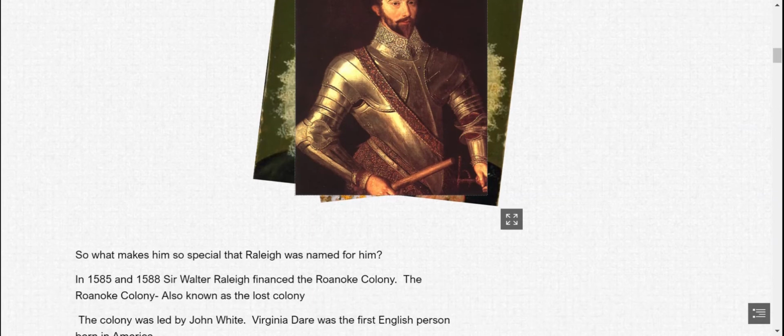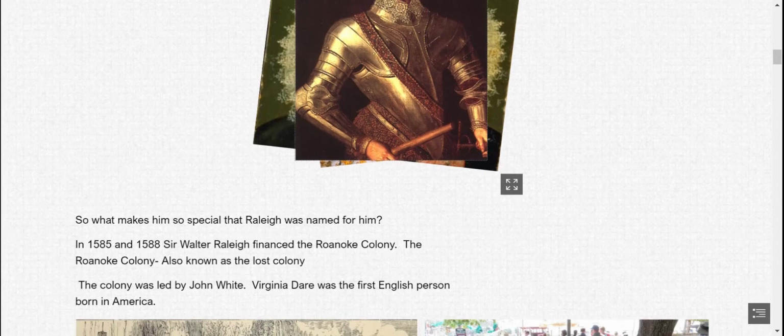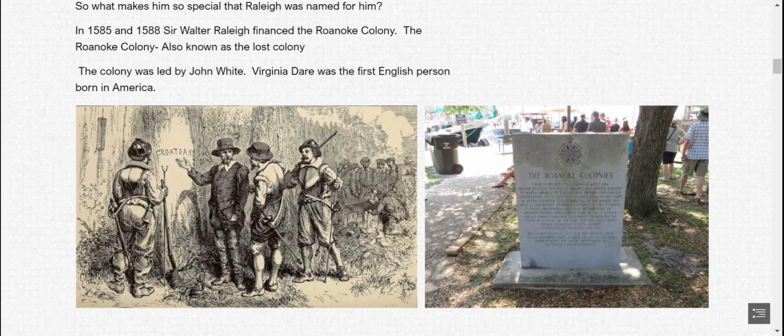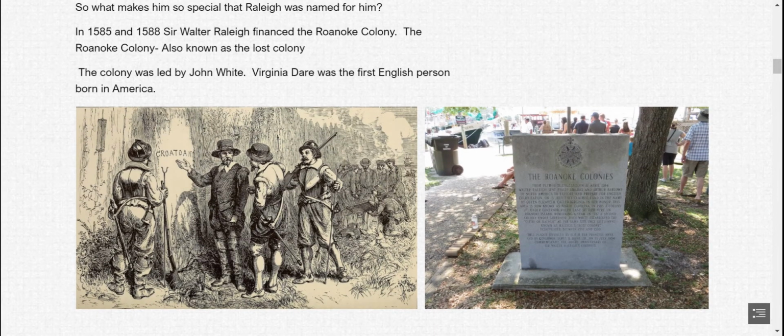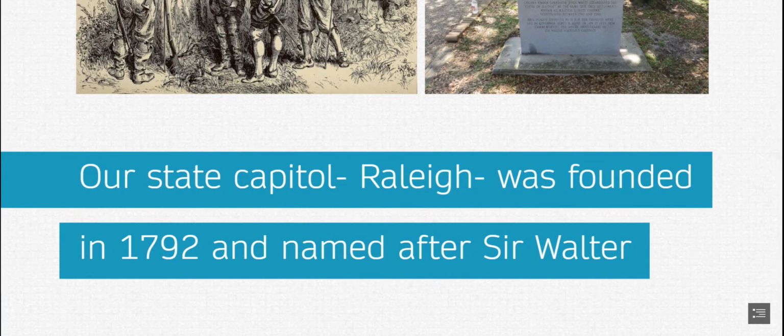Well, in 1585 and 1588, Sir Walter Raleigh financed the Roanoke colonies. If you remember, those were two colonies actually that were founded at the coast. The second Roanoke colony became known as the Lost Colony. That is the one that was led by John White, with the first English child being born here, Virginia Dare. That is the colony that vanished. That's right, Sir Walter Raleigh. He is who Raleigh, our state capital, is named after. Our state capital was founded in 1792.